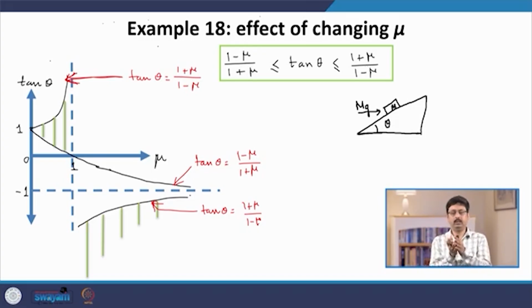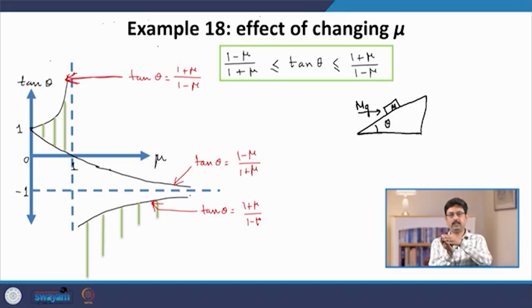So, what do I mean? You can vary the angle of inclination, anything you can choose given a block and a mu. Because you know that mu depends on the nature of the surface contacts, the material of the contact surfaces. So, let us say if a block is made of wood and the inclined plane is made of, let us say, concrete, then the mu is fixed.